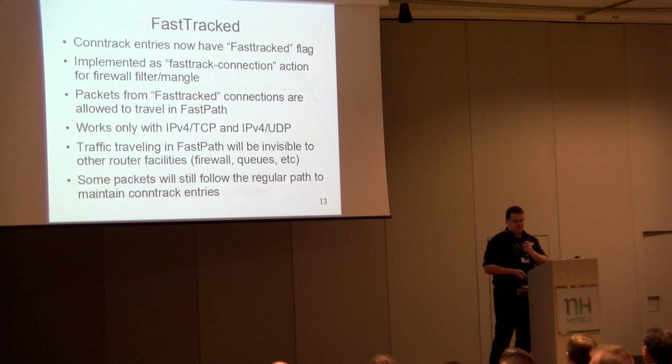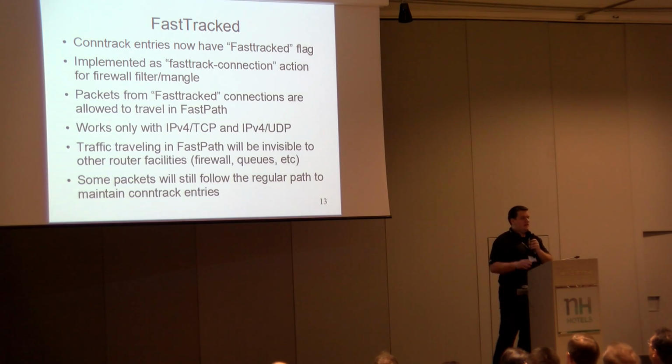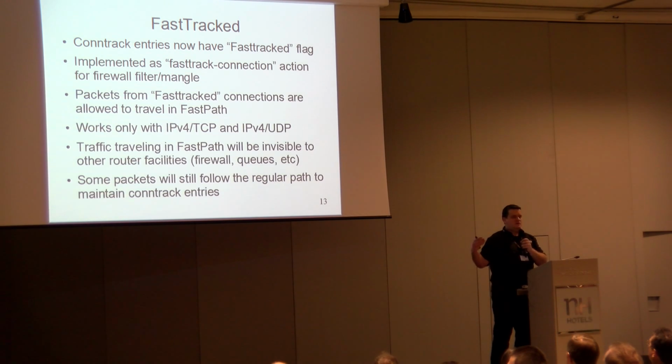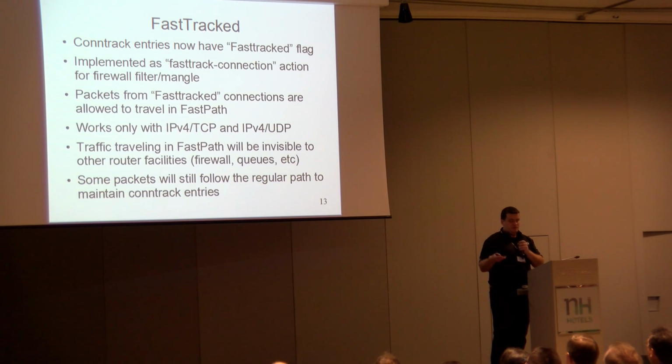So just to remind you what fast track is. The fast track connection rule allows you to add a flag in connection tracking, and that flag marks this connection for fast processing. That means that you allow this connection to bypass everything else except connection tracking. So it works only for TCP and UDP. And these packets, as I already told, will skip queues, will skip firewall and other things on the path in the packet flow diagram. But again, some packets need to pass the regular slow pathway to maintain those connection tracking entries.